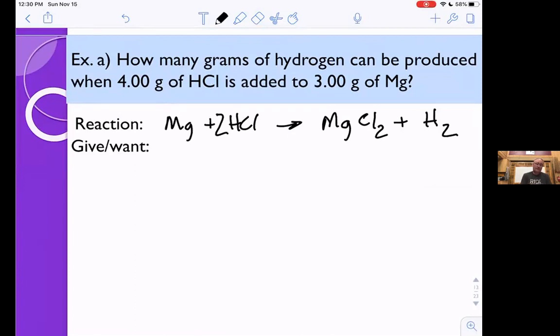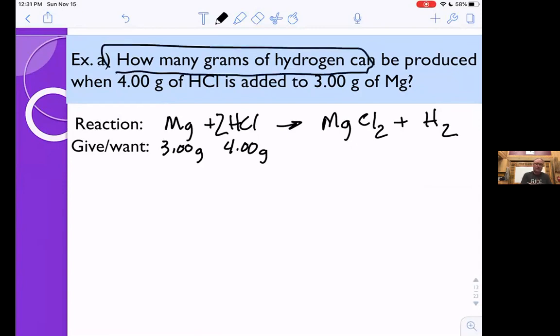And then I'm going to set up my problem here. My givens and my wants: I am given 3.00 grams of magnesium and 4.00 grams of the hydrochloric acid. It says how many grams of hydrogen can be produced. So what I'm looking for is my hydrogen, and I want it in grams. But I have 2 different reactants that I'm given. I need to find which of those is going to be my limiting reagent.